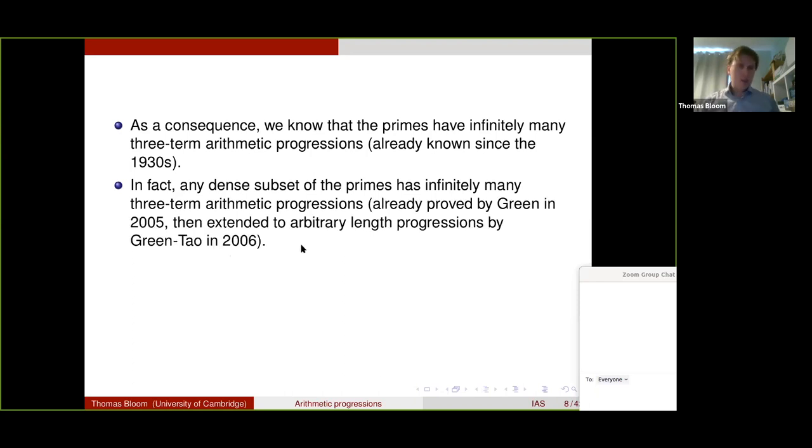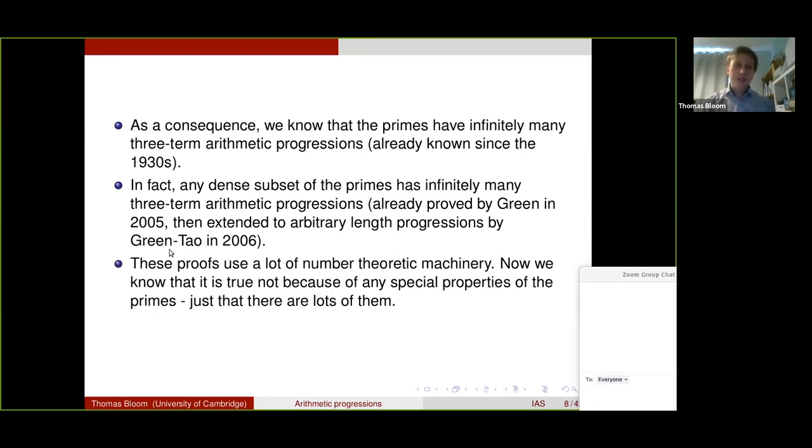But this was also already known, so this was actually proved by Ben Green in 2005, and that result was the starting point of the now famous Green-Tao theorem, which is a generalization of this to arbitrary length progressions. So Green and Tao introduced what's now called the transference principle, which allows you to, in some sense, assume that the primes have a model in the integers themselves. So a dense subset of the primes behaves like a dense subset of the integers, and then you can apply, say, Roth's theorem in the integers as a black box.